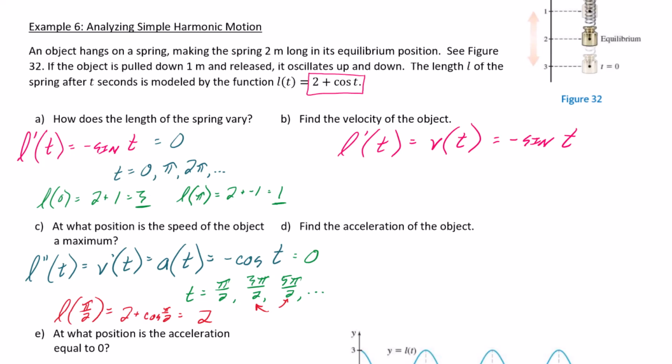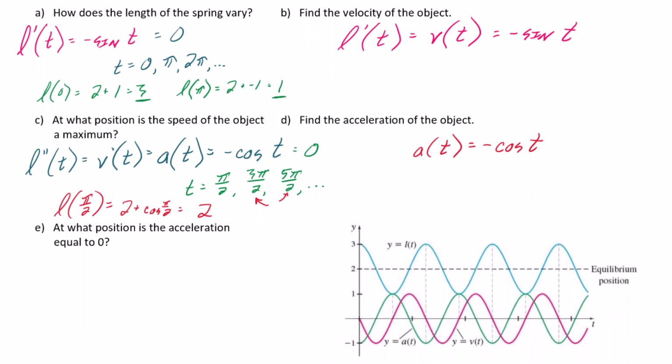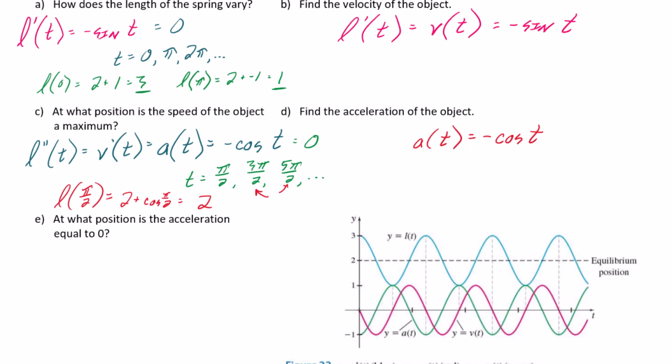All right, next thing is find the acceleration, which technically we already did. The acceleration was everything that we just did to come up with that answer. So this would be negative cosine of t. And then at what position is the acceleration equal to 0? We already kind of solved for that right above as well. And that just happens to be when the speed of the object would be at its maximum.